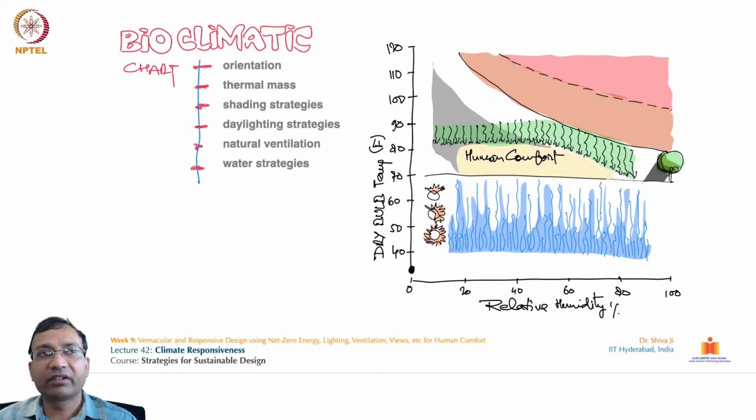Further, there could be several responsive strategies for climate responsiveness in an overall sense. So that could be depending upon the orientation, what we had discussed earlier, thermal mass based on the properties of the material, shading strategies, daylighting strategies, natural ventilation, water strategies, also how water can be utilized in creating ambient temperature inside the living quarters.